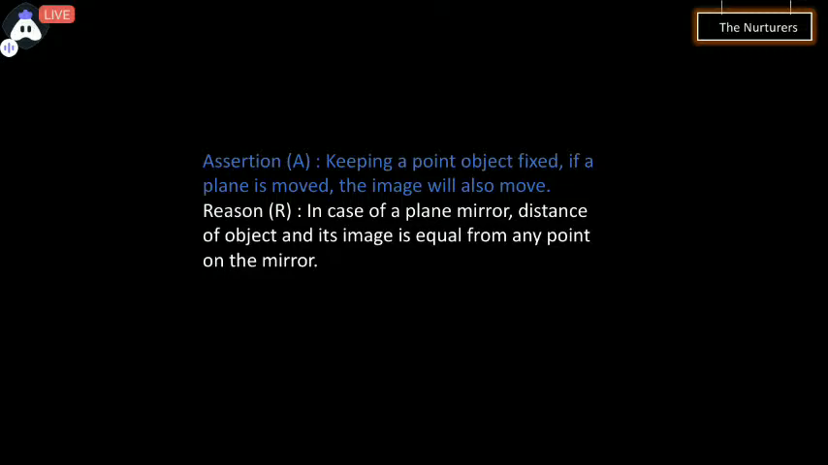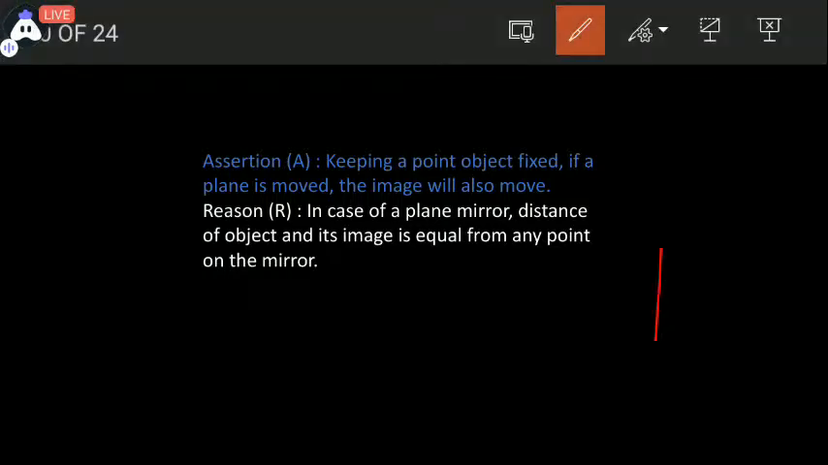Now, they are saying in the case of a plane mirror, the distance of the object and its image is equal from any point on the mirror, that's perfectly correct. The image forms as far from the mirror as the object is. If our object is 5 meters from the mirror, then the image would also be 5 meters away from the mirror.